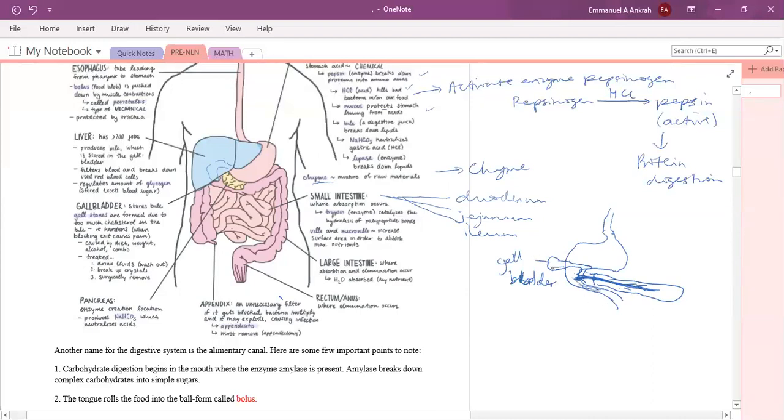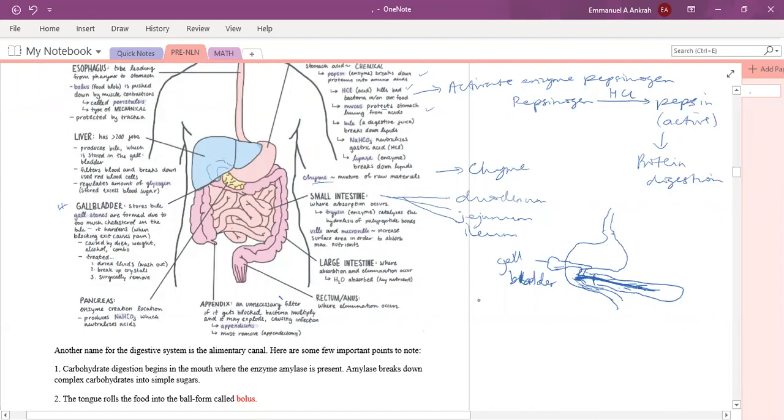Okay. Then the gallbladder also releases its substance known as the bile. When we go to the gallbladder here, what it does is store bile. It doesn't produce bile. Remember, it stores bile. The bile is produced by the liver. The blue part is the liver. So the bile is produced there and stored in the gallbladder. And the function of the bile is to emulsify fat.